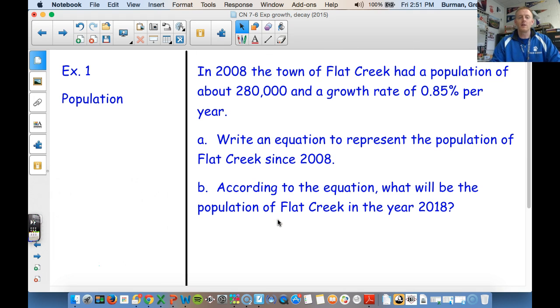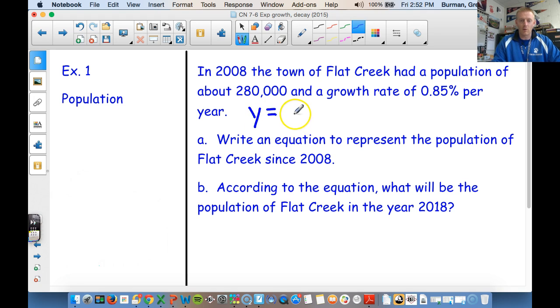Our directions are to write an equation to represent the population of Flat Creek since 2008. And then part B, according to the equation, what will the population of Flat Creek be in the year 2018? So the problem says that in 2008, the town of Flat Creek had a population of about 280,000 and a growth rate of 0.85% per year. So when we plug those things into our formula, remember our formula was y is equal to a times (1 plus whatever the rate is) to the power of t.